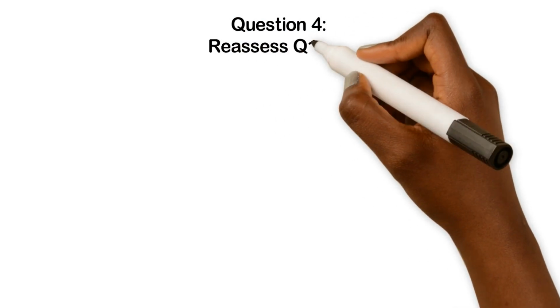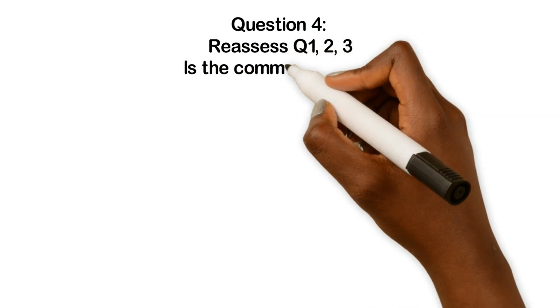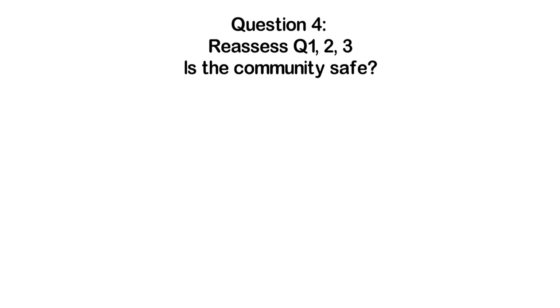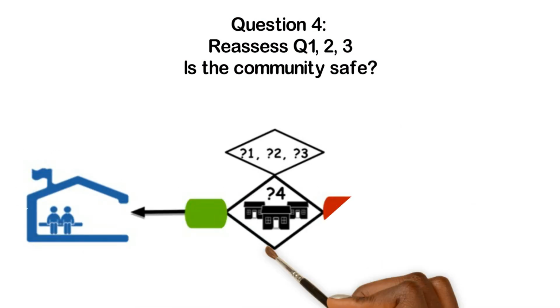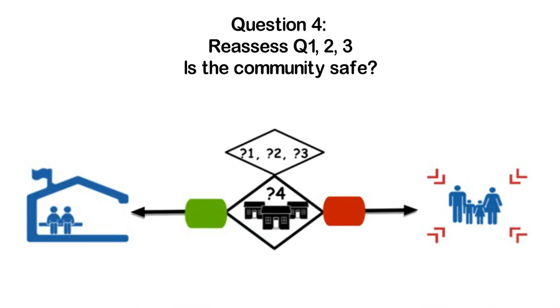Question number 4. Reassess for safety. Now you will be in one of 3 safe places: either in the building, shelter in place; outside the building, assemble and shelter outside; or at your safe haven, evacuate to a safe haven. No matter which procedure you have followed, you must reassess your conditions from time to time.